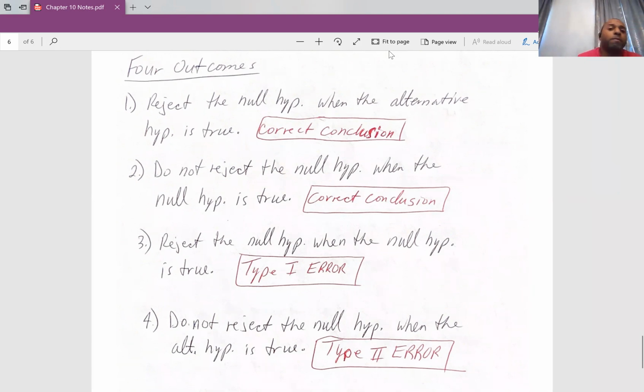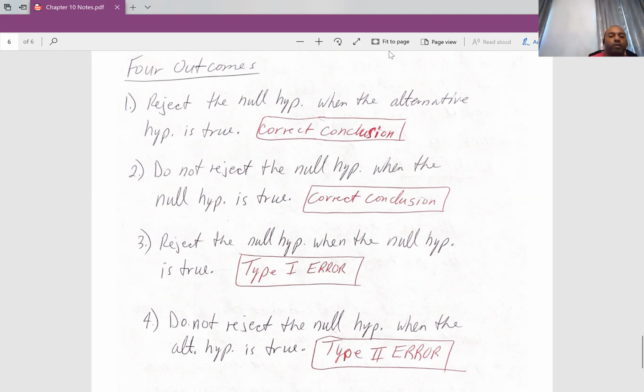So looking at the first one, you do want to reject the null hypothesis if you find out that the alternative hypothesis is true, or you have enough evidence that says the alternative hypothesis is true. You do not want to reject the null hypothesis when you know that the null hypothesis is true, right? So now the third one is an error. If you reject the null hypothesis when the null hypothesis is true, that's considered a type 1 error. If you do not reject the null hypothesis when the alternative hypothesis is true, it's considered a type 2 error.